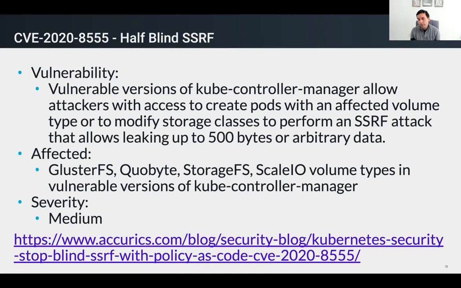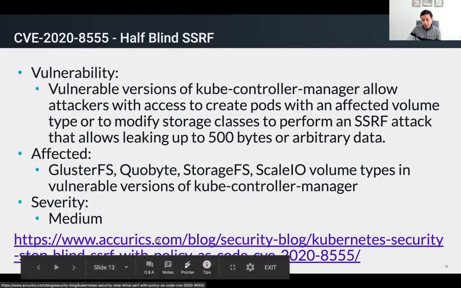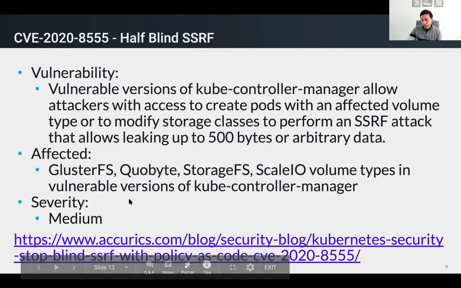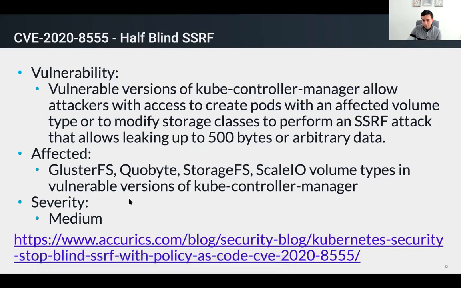types like cluster-fs. If you're not familiar with server-side request forgery, it's one of my favorite vulnerabilities as it allows you to make requests from the vulnerable server into the network. And it's a common way to exfiltrate things like credentials from metadata endpoints in cloud environments. At the bottom of this slide, I have the link to the blog post where you can learn more in detail about this vulnerability and what the affected versions are. So now let's take a look at how to use policy as code to defend against this.